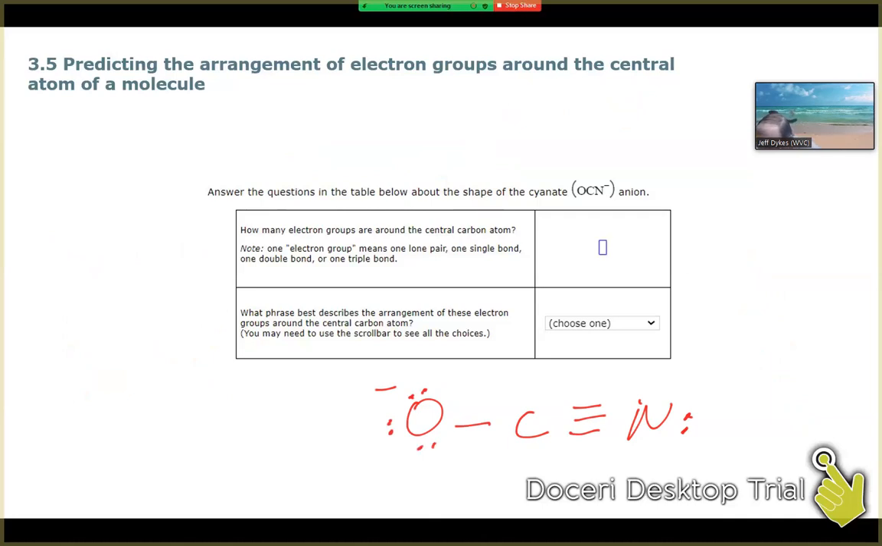Then to figure out how many groups of electrons, we only have one group here because a single bond, double bond, or triple bond counts as one group, as well as unpaired electrons, and this is the second one. So 2 of those groups will give you a linear shape. So the answer is 2 groups and linear shape.